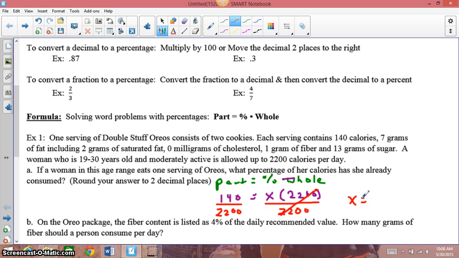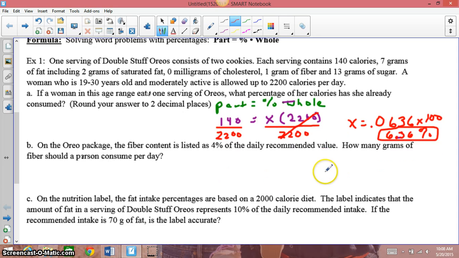And then over here you do 140 divided by 2,200 and you get 0.0636. And then, like I said above, when you're trying to solve for the percentage, you multiply by 100, and then that's going to give you 6.36%. So 6.36% of her calories then have been consumed by eating those 2 Oreos.